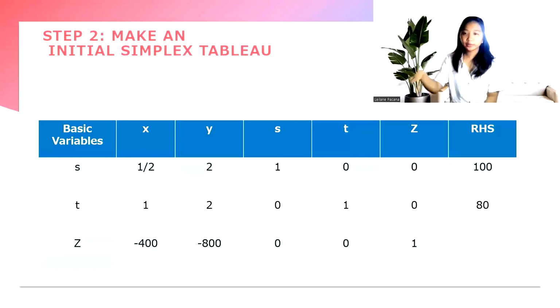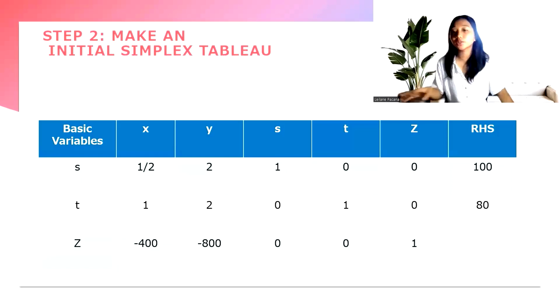So our bottom row is for our profit. Of course, our x is negative 400, our y is negative 800. We don't have the slack variables in this objective function, so those will be 0. But we have 1 for our z, for our profit here.